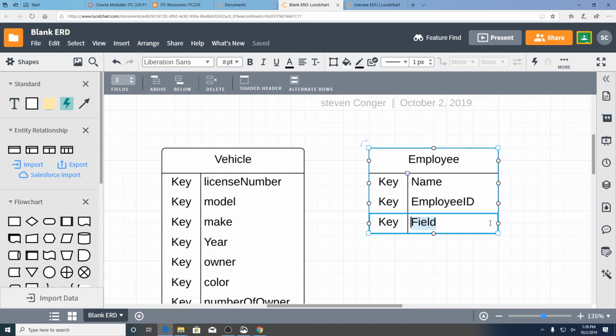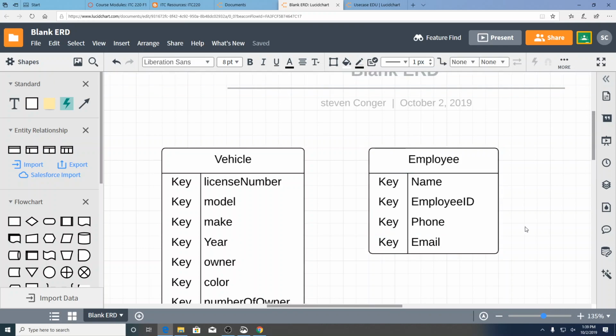Email, phone, address. Yeah, you might want a phone. You might not. I don't know. This kind of depends. I'm assuming this is not the human resources database. Let's add an email, though. Now, these keys I'm just ignoring for right now. We will adjust that later.